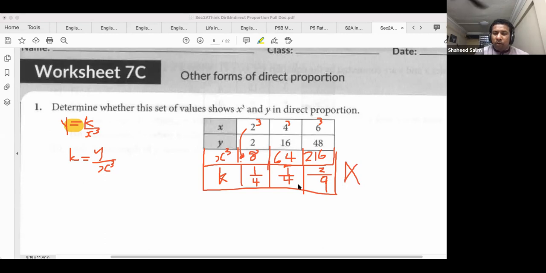If this had been 104, this would have been in direct proportion. What in direct proportion? Y and x cubed, not y and x, because we are talking about y and x cubed. You okay, Emma? Okay, we try now the next one.